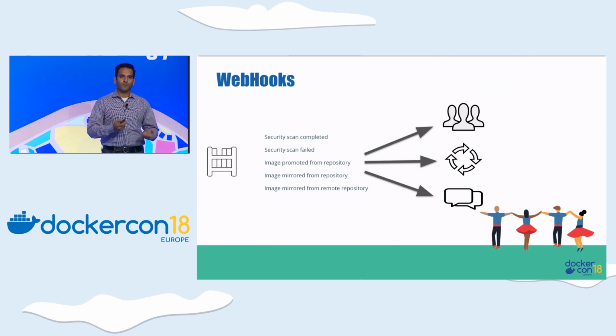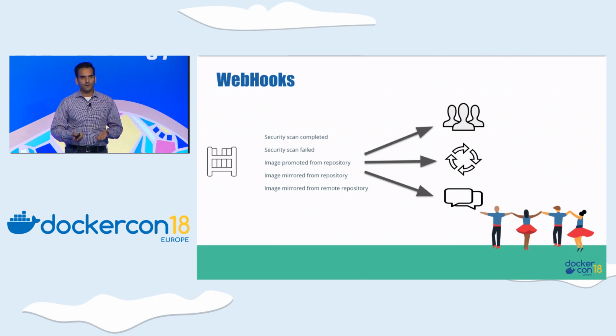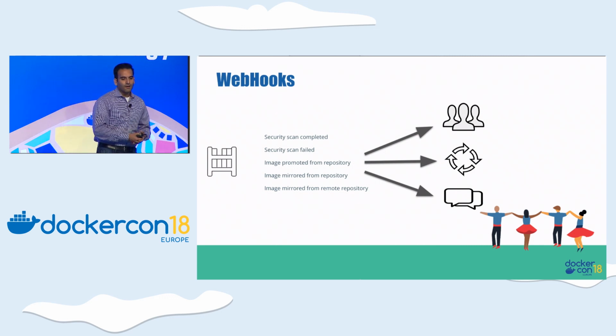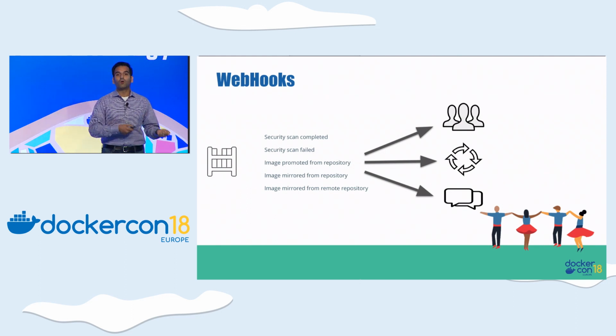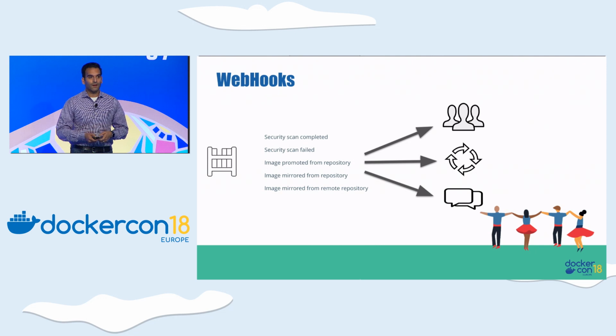So as part of automation, we provide webhook capabilities. DTR comes with webhooks that you can trigger anytime a scan fails or any vulnerability is found. Also, if a scan is successful, you can promote an image from one repository to another repository as well. And this is all automated.